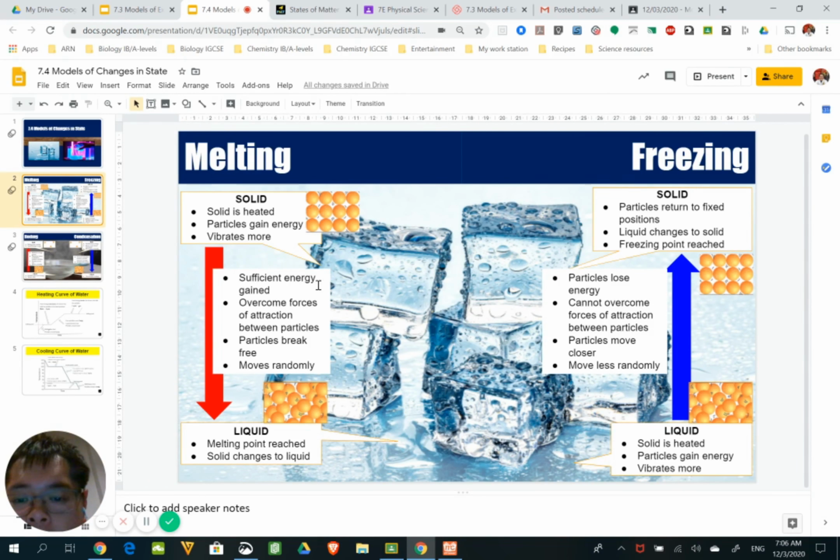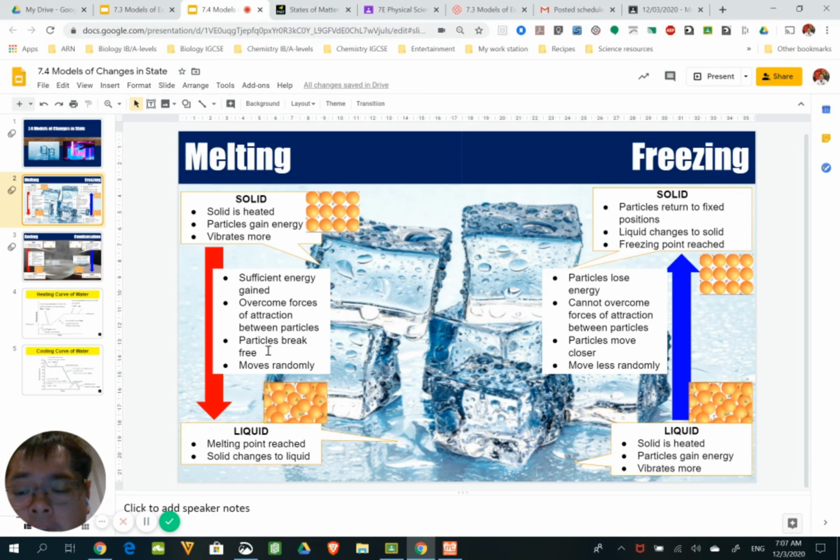Okay. So what happens here in the process is that sufficient energy has been gained. And remember, all your particles are basically attracted with each other. So what you're trying to do when you gain the energy is to overcome it, right? So remember, if you are holding your hands together, you need an external force to break it apart. Well, not really breaking your hand, but trying to pull you apart. So this is the same thing in the melting concept here. So once the forces of attraction between the particles have been overcome, the particles will break free and it will move randomly.